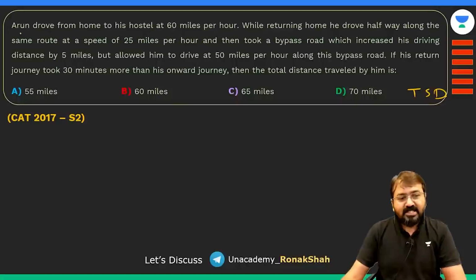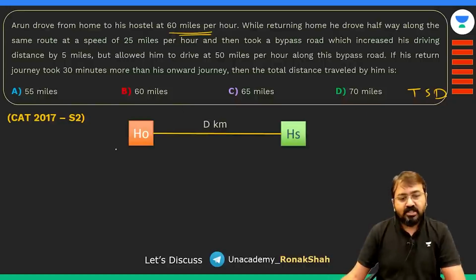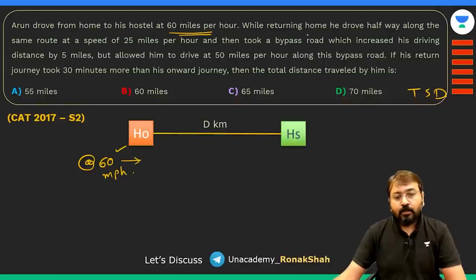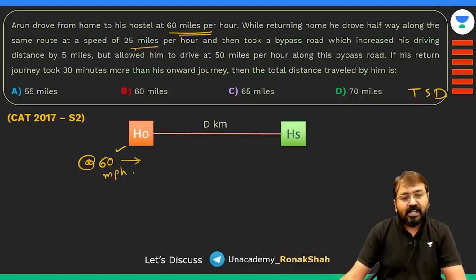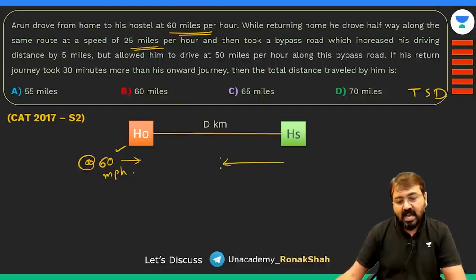So the question says that Arun drove from home to his hostel at 60 miles per hour. So here is the situation. This is his home and this is the hostel. Distance is not known, but he is driving at a speed of 60 miles per hour, mph. While returning home, he drove halfway along the same route at a speed of 25 miles per hour. So he came back, and this half distance, say d by 2, he traveled at 25 miles per hour.